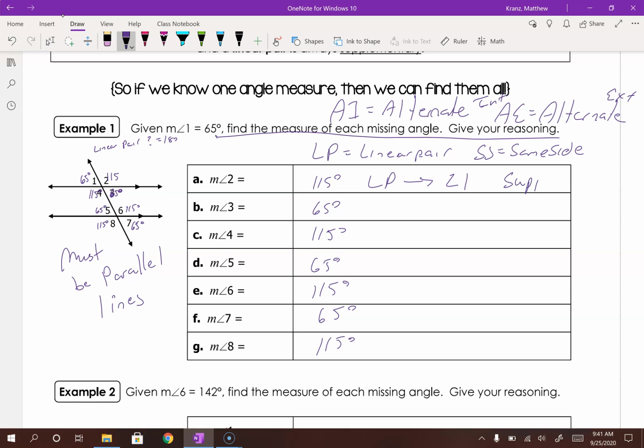So basically, we know that angle 2 is a linear pair with angle 1, right? And they're supplementary. Angle 3, well, that's vertical with angle 1. And they're congruent. We're going to use the congruent symbol, which is this. Angle 4, well, we can say angle 4 is vertical with angle 2, and they're congruent. Angle 5, well, that's a corresponding angle with angle 1, and they're congruent.